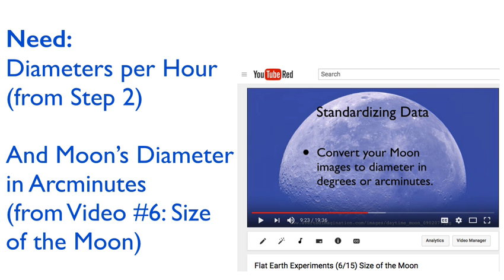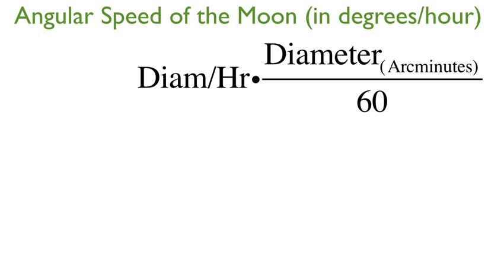This will require that you've taken single photos of the moon in conjunction with your videos. Simply use the techniques given in video number 6 to measure the moon's diameter in arc minutes. Once you have the moon's diameter in arc minutes, you can convert the speed using this formula: diameters per hour times moon diameter in arc minutes divided by 60. You will now have the moon's angular speed across the sky in degrees per hour for future reference.